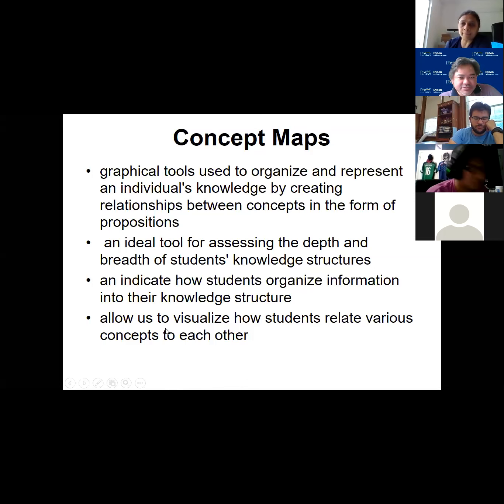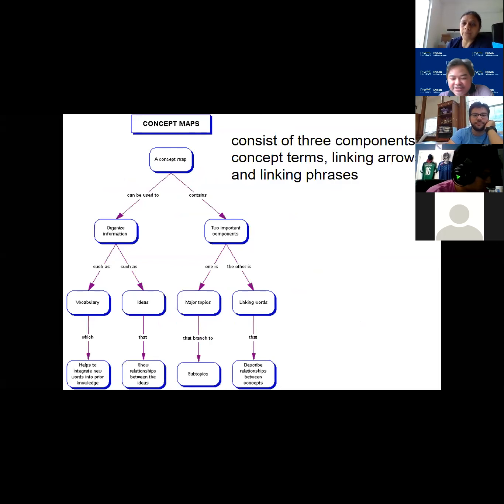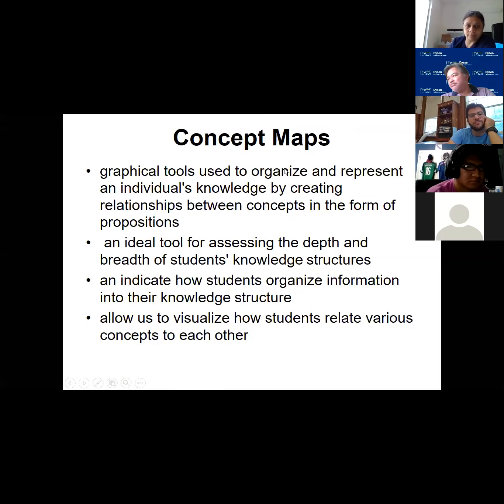So these are just graphical tools used to organize and represent an individual's knowledge by creating a relationship between concepts in the form of propositions. It's an ideal tool to assess the depth and breadth of students' knowledge structure. It indicates how students organize information into their knowledge structure, and allows us to visualize how students relate various concepts to each other.